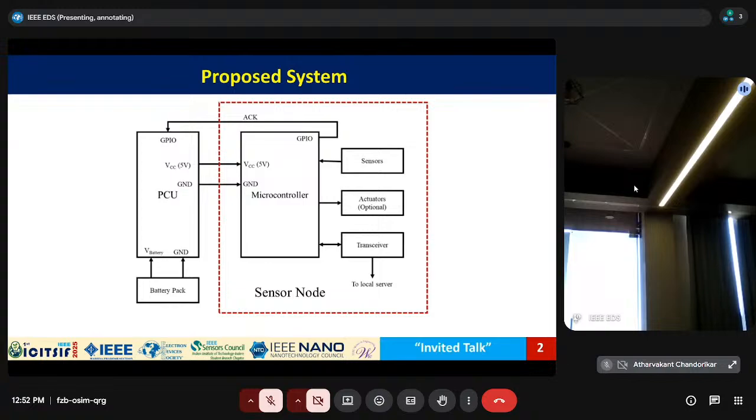We have to design a power controller which basically runs at minimal current. Our aim is that if we are able to run this PCU at 5 milliamperes, or at 1 milliampere, then it is very good, and it will extend the battery life by 5x or 10x.